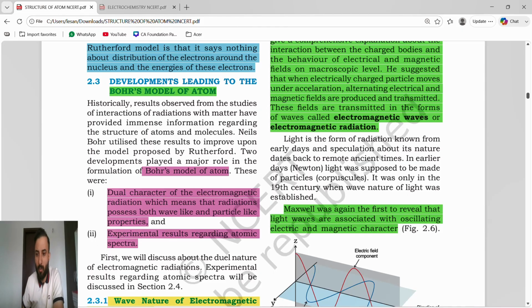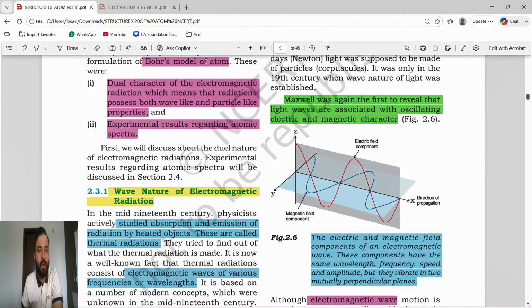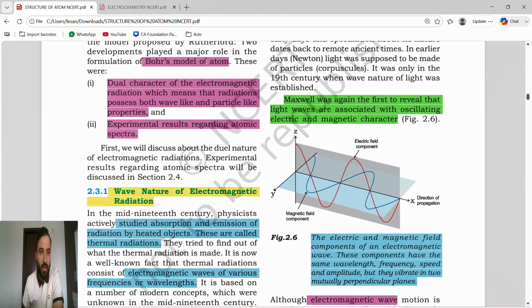Okay. So Bohr's model of atom, what does he say? He says two things. First thing, he said the dual character of electromagnetic radiation. See, before Rutherford, what did we learn? X-rays, alpha rays, beta rays, gamma rays. Rays is nothing but radiation. Correct? We know Roentgen discovered the X-ray.